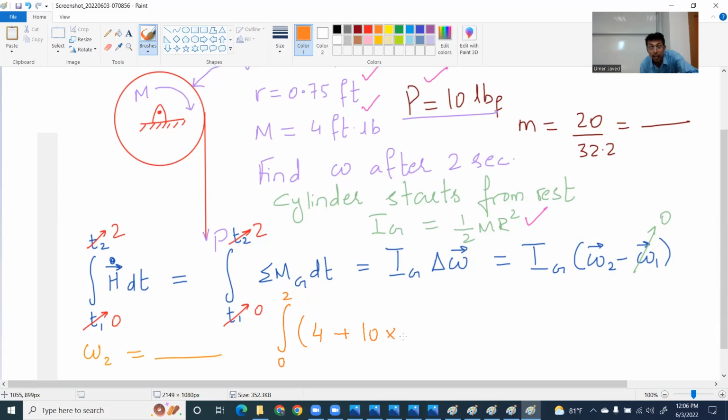and the radius I gave you as 0.75. Then I have the bracket. This value is in foot-pounds. Then I have dt. So if you have a dt, I will put a t here and remove it, because this fellow is a constant, its coefficient. Now I will put a bar, and then I will put the limits.